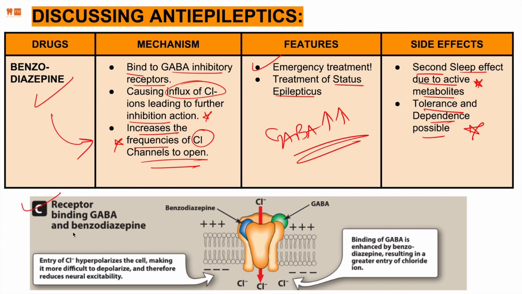Receptor binding, GABA and benzodiazepine. This is just a diagram of what we just talked about. Basically, benzodiazepine sits here, allows chlorine to go through, and binding of GABA is enhanced by benzodiazepines. It doesn't act at the same site as GABA, but it enhances GABA's action by causing hyperpolarization, making it difficult for the cell to depolarize itself, reducing neuronal excitability.